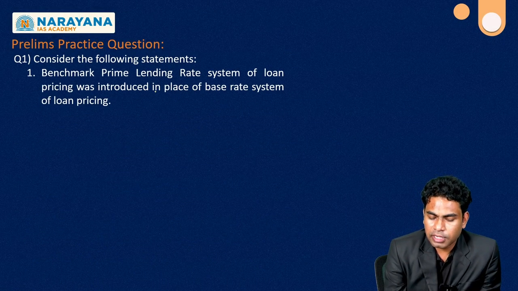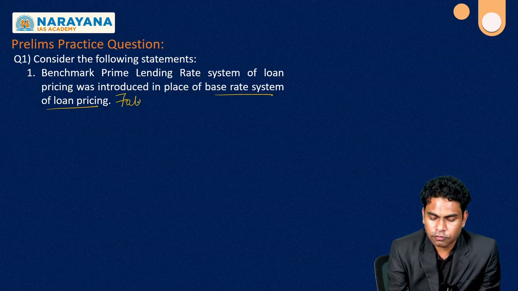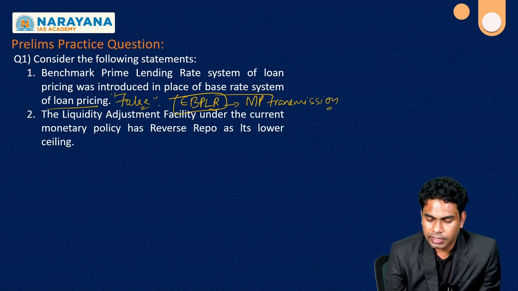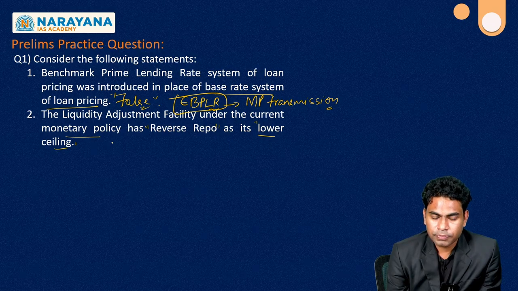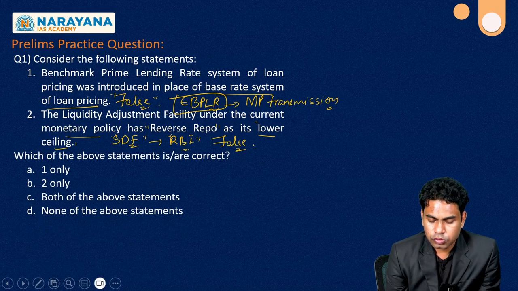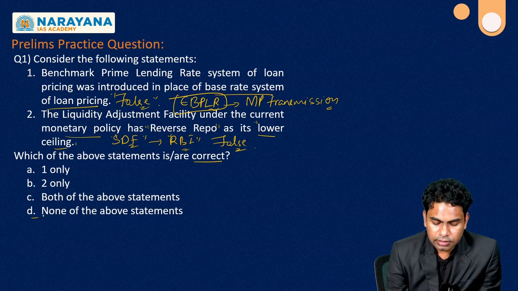Coming to the first question, benchmark prime lending rate system of loan pricing was introduced in the place of base rate system of loan pricing. This is false. Now we have external benchmark prime lending rate system. We already saw how the external benchmark lending rate system is important for monetary policy transmission. And then the liquidity adjustment facility under the current monetary policy has reverse repo as its lower ceiling. Presently, what we have seen recently is banks are utilizing standard deposit facility, that is SDF, through which they are parking their money with the RBI. And we already saw this in the article. So this too is false. Choose the correct statement from the above. The answer is D, none of the above.